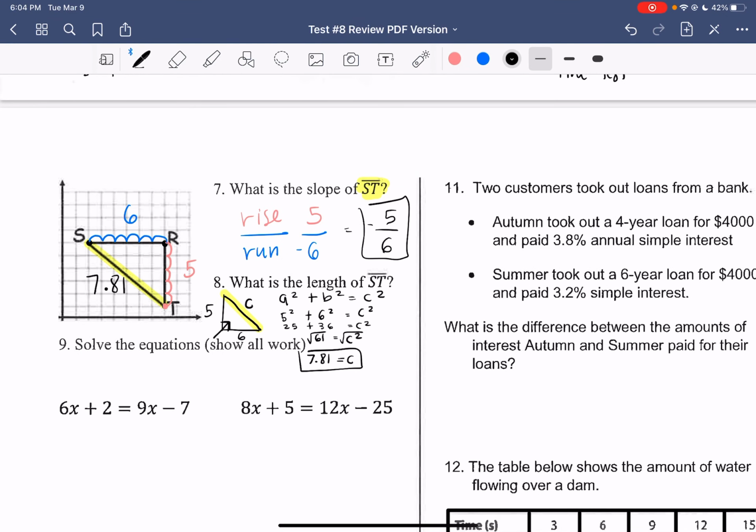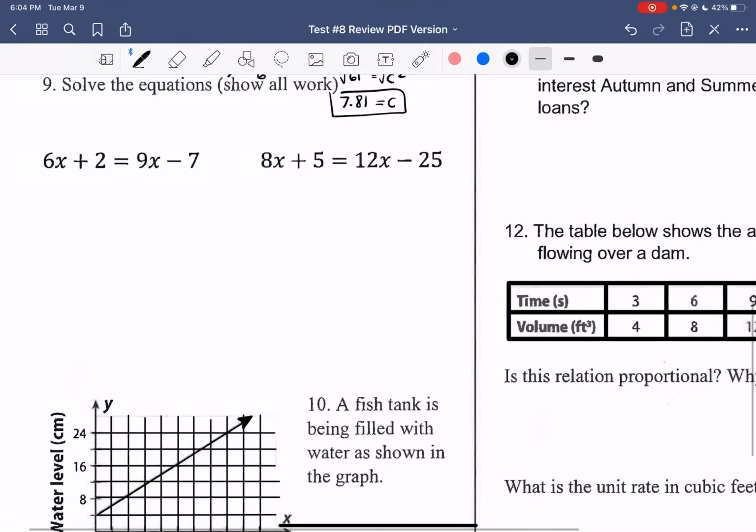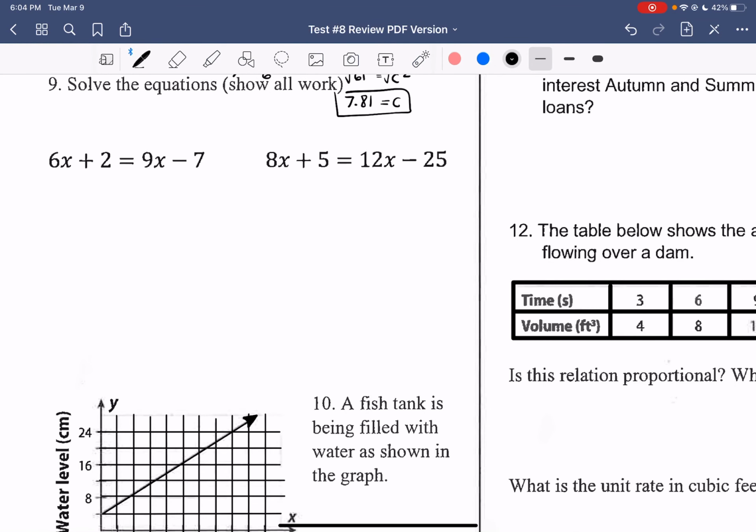7.81. All right, the next one says solve the equations and show all your work. So here we go. I'm going to draw a line down my equation. I'm going to box my variable, circle my constant, box my variable, circle my constant, and then I'm going to ask myself those 4 questions when solving equations. First is if there are any like terms, and there's no like terms on the left or the right.